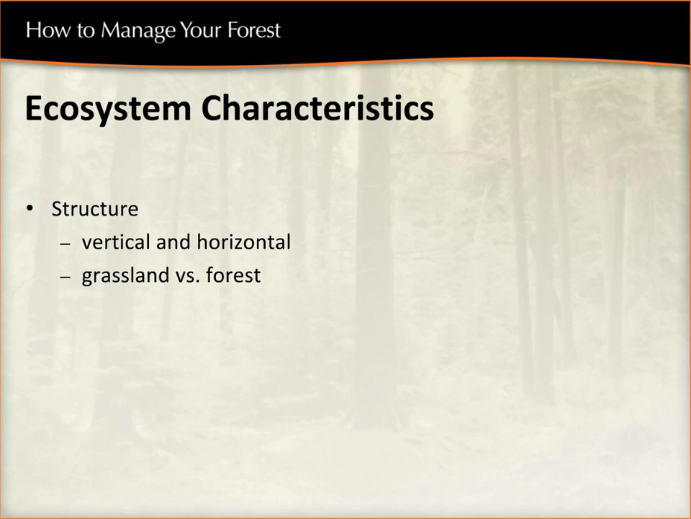To help us describe and understand ecosystems, we look at important characteristics such as structure. For example, an important structural feature of forests is the vertical canopy structure, the canopy layers. Another structural feature is the horizontal structure, such as patchiness or uniformity of the forest across an area of land. The predominance of different plant life forms, grassland, shrubland, or forest, is another basic structural characteristic of an ecosystem.